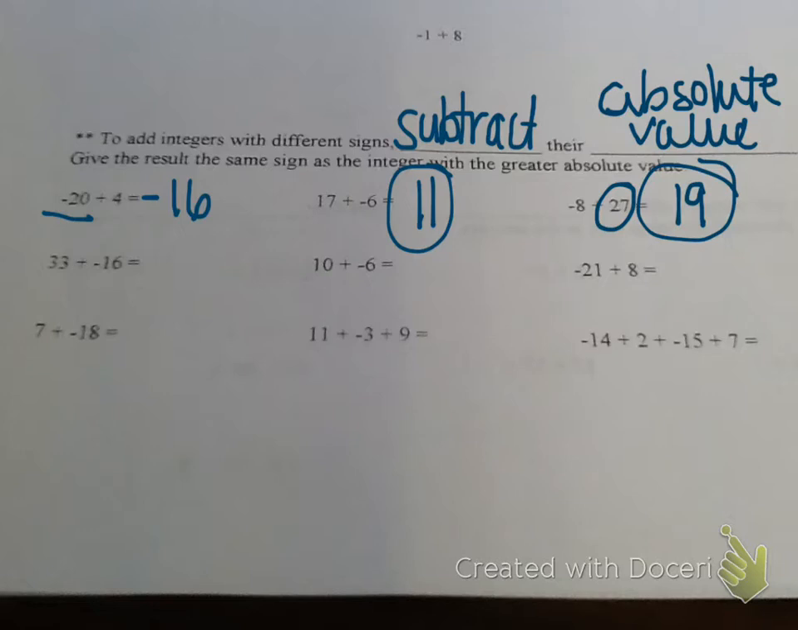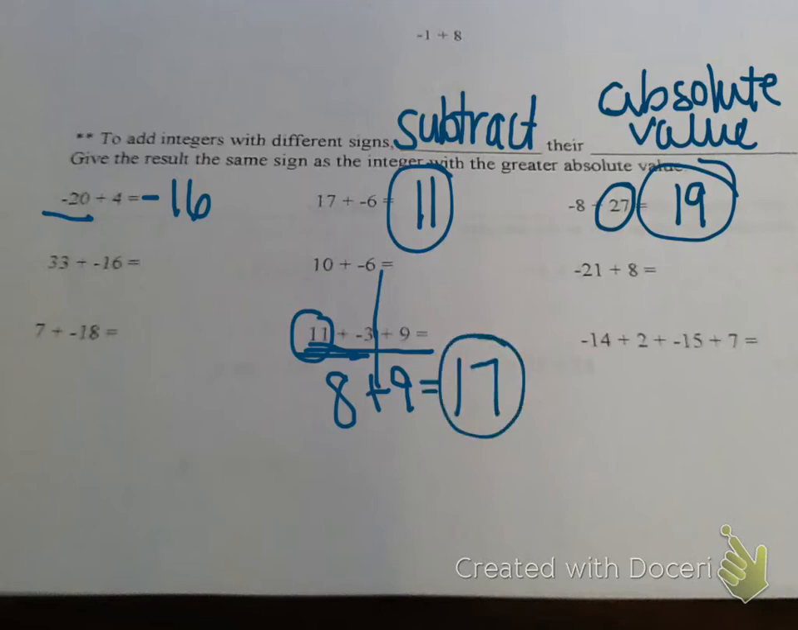I'm going to skip down to this one. 11 plus negative 3. I would cut the problem off there. Subtract those two. 11 minus 3 is 8. And the 8 would be positive because the 11 is bigger. And then I just bring down what's left. 8 plus 9 is 17. Just a regular old problem.